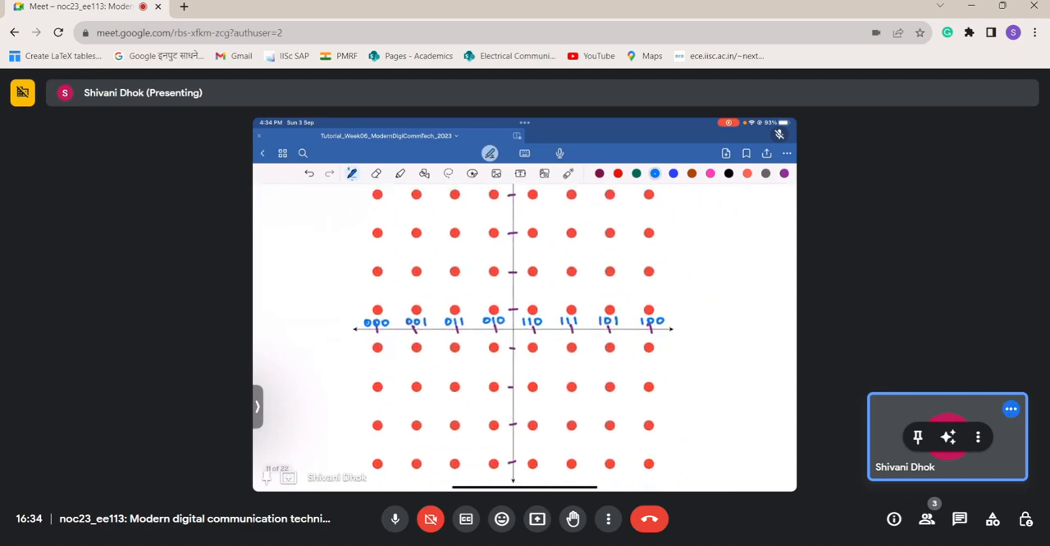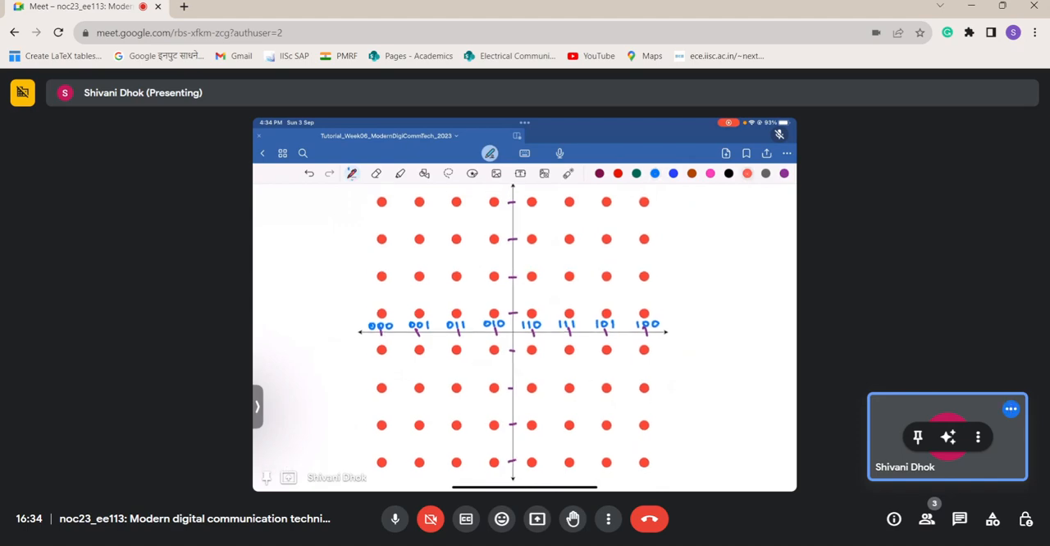And similarly for the components along the vertical axis, we have 000, 001, 011, 010, 110, 111, 101, and 100. And when we are assigning each constellation point, let's start with this extreme point here.